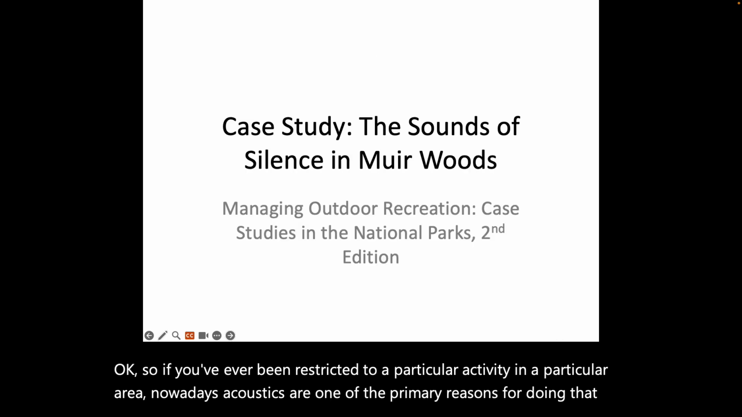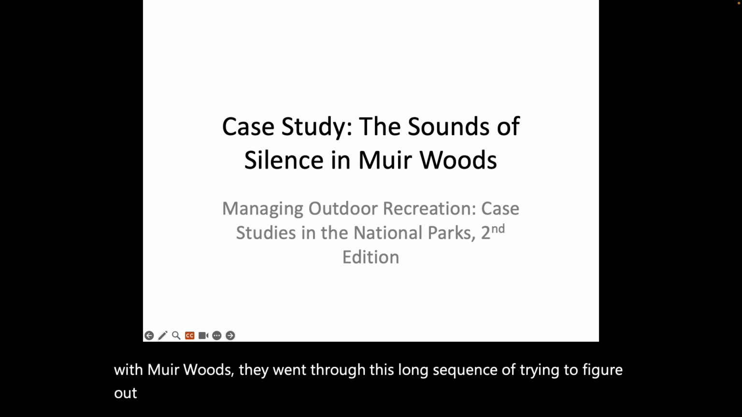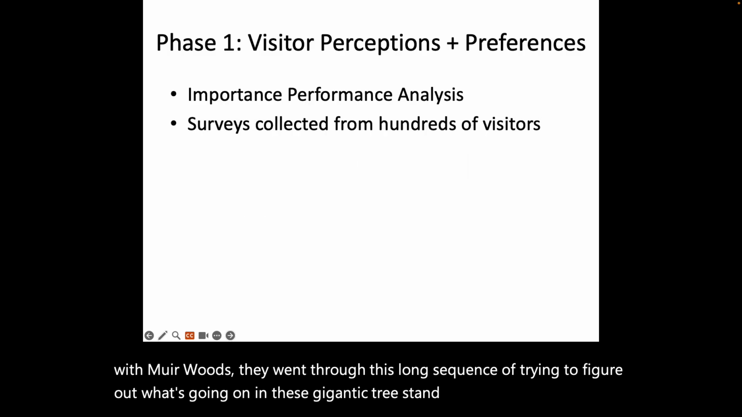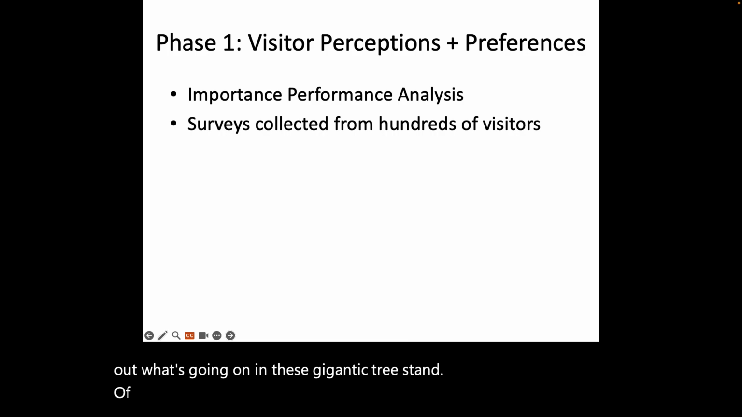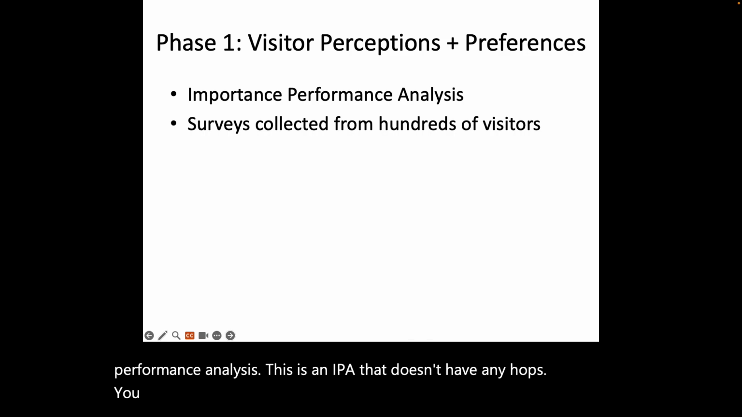Okay, so with Muir Woods, they went through this long sequence of trying to figure out what's going on in these gigantic tree stands of Muir Woods. So they asked folks in what's called an importance performance analysis. This is an IPA that doesn't have any hops. You ask, all right, what did you hear?